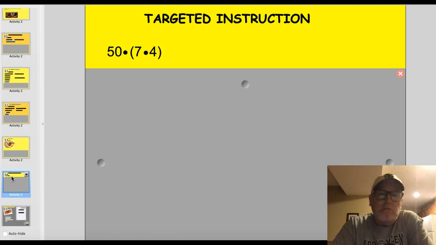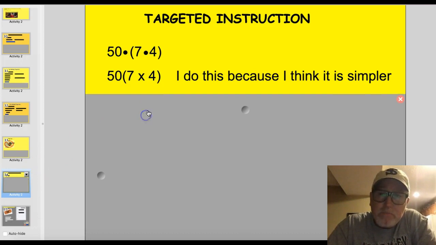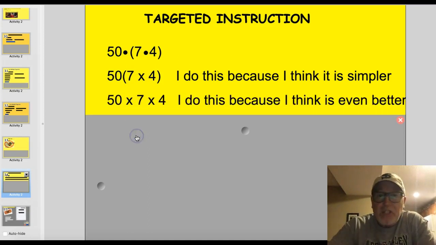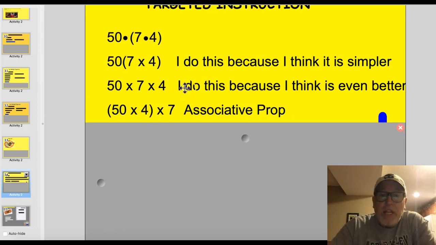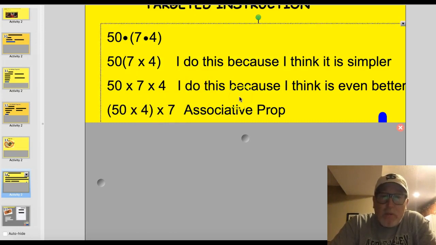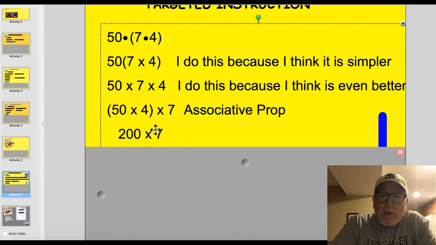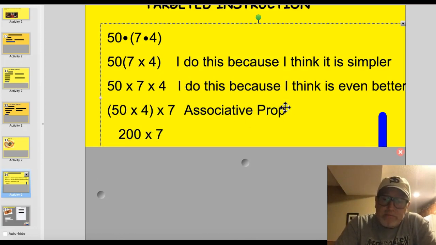So how would you solve it? Well, let's think about this without a calculator. First of all, I would write it like this because I think this is simpler. Then I would take the parentheses out because I think it's even simpler without them. Okay? So now I'm down to this. Now I'm going to use the associative property and the commutative property, and flip that 4 over there and do 50 times 4, which is going to give me 200, and then I can take the 200 times 7.